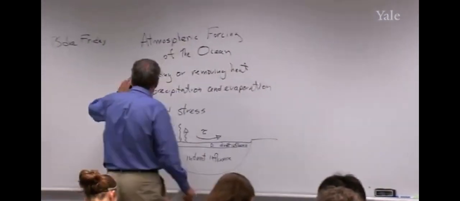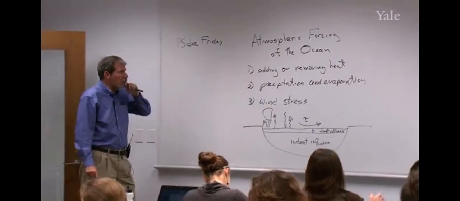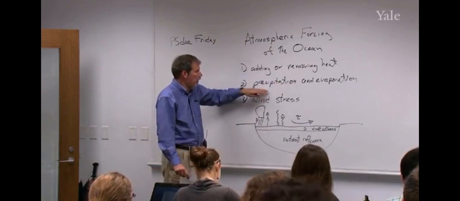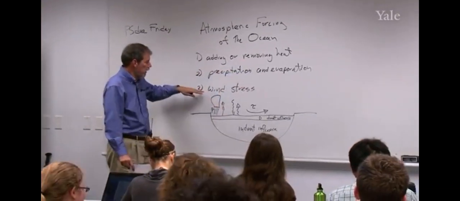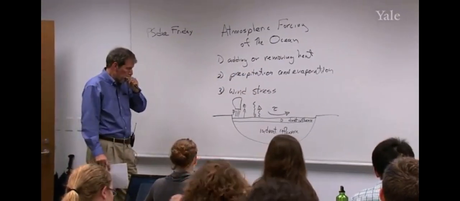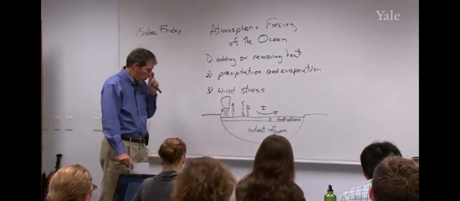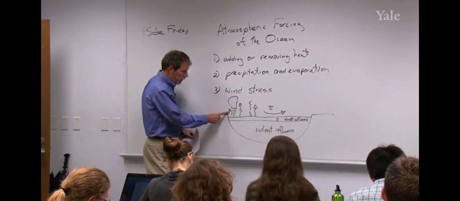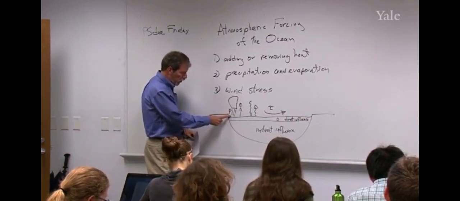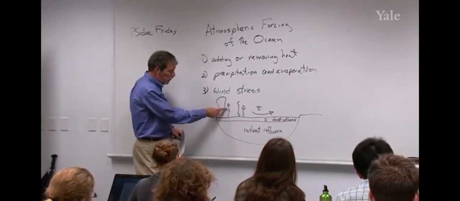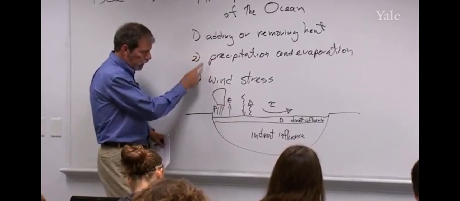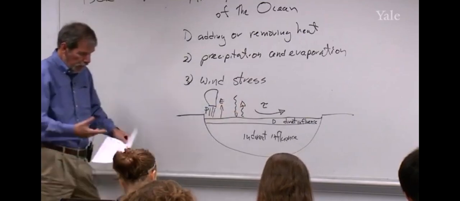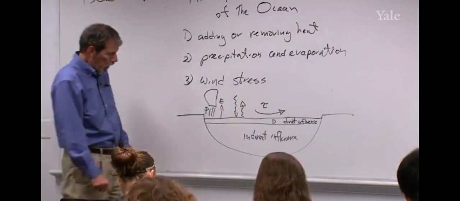So here I've repeated those three ways in which the atmosphere forces the ocean: adding or removing heat, precipitation or evaporation, and the wind stress. Now I want to make a further distinction from this. So I've drawn a little cartoon down here. Here's a cloud that's precipitating, adding fresh water to the surface of the ocean. There's some evaporation, that's this one. Here's some heat being added or removed, either by radiation or by the effect of the atmosphere itself. And here's the wind stress.